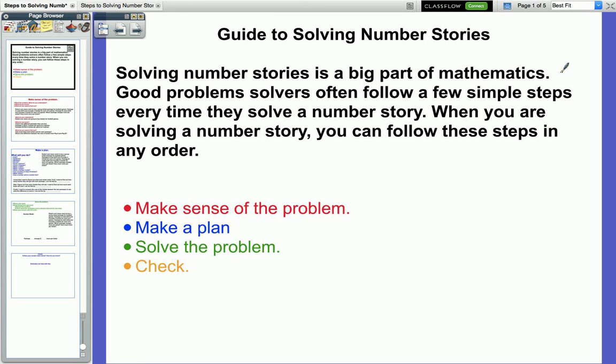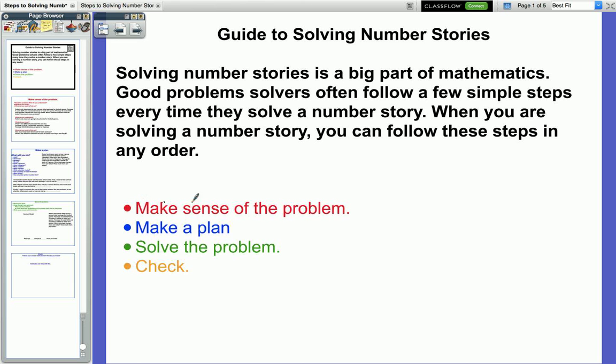You guys know that every few days, it seems like, we have some number stories that we are solving, or sometimes every day. Good problem solvers often follow a few simple steps every time they solve a number story. When you are solving a number story, you can follow these steps in any order. Now, here are the steps. So: make sense of the problem, make a plan, solve the problem, and then check.